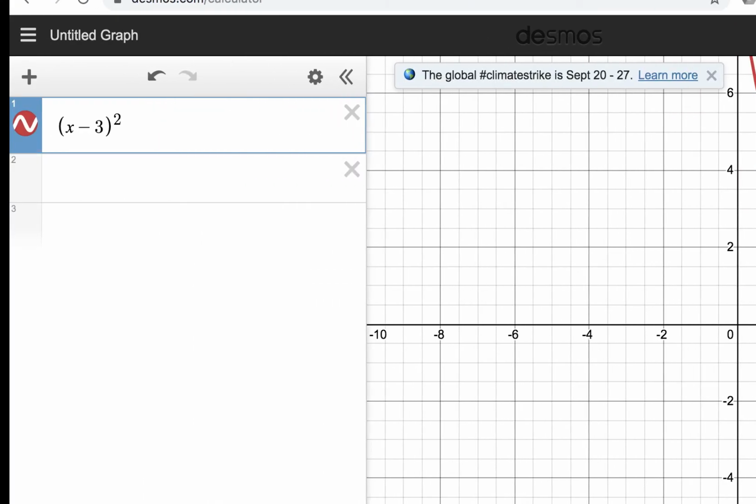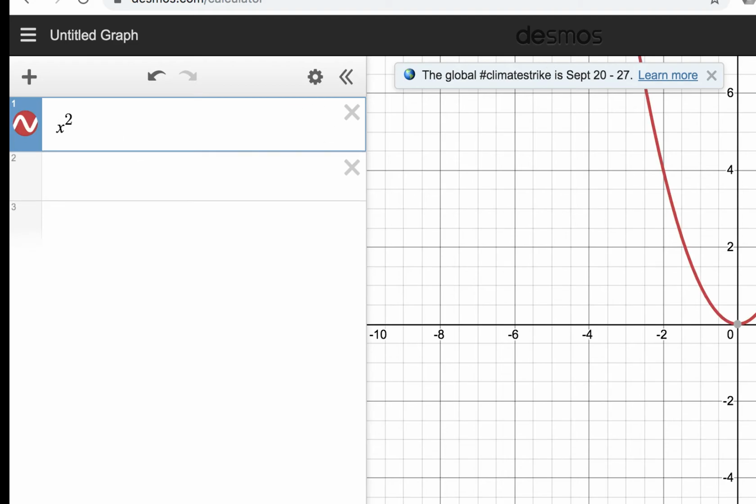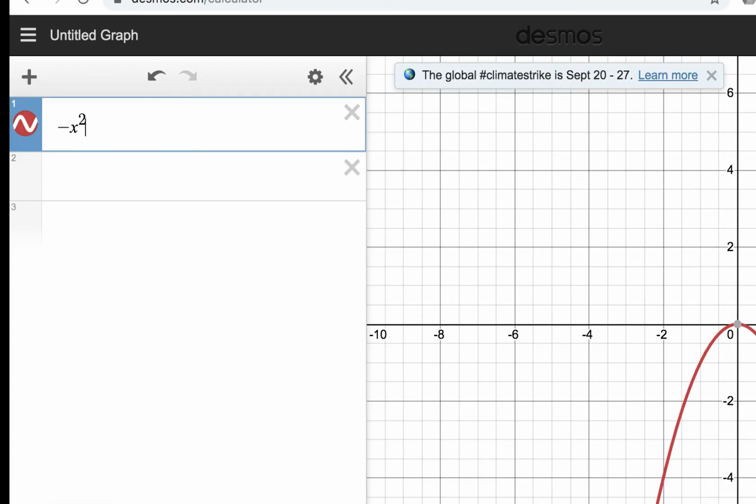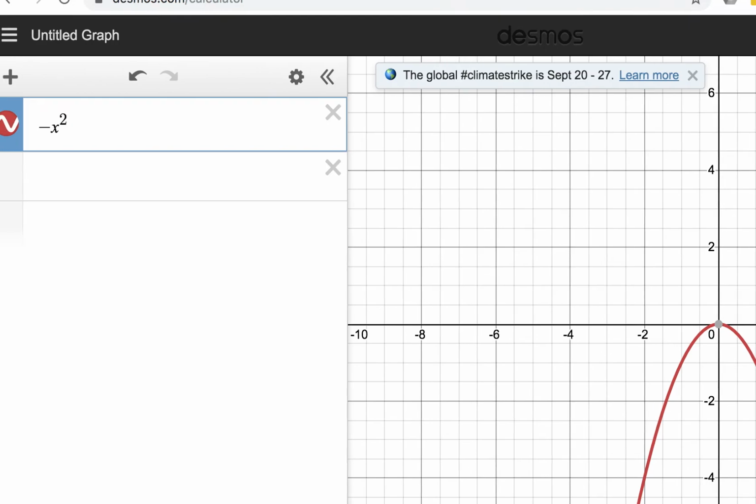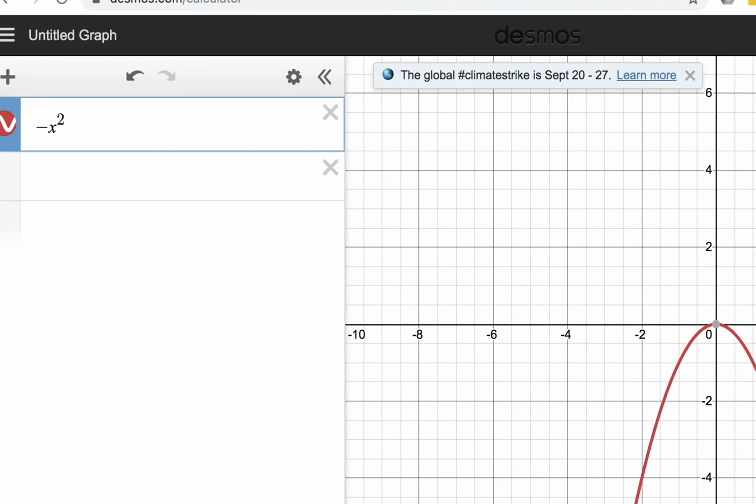Now, I encourage you to do this yourself on Desmos, because I think you can learn it a little bit better. Now let's look at what a negative does. Negative just flips it upside down. So we have an upside down parabola.